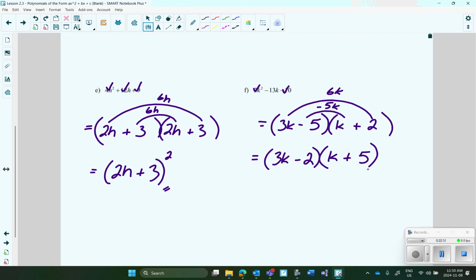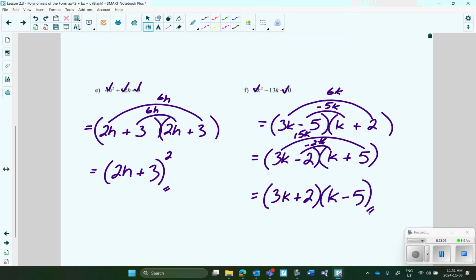k plus 5, but I see that being a mistake too. Because when I do this, I get 15k minus 2k, which together make 13k. Or sorry, 13k. The k, don't switch the k's. Switch signs. And that's going to work. So it's 3k plus 2. That's going to work. No, you're right.